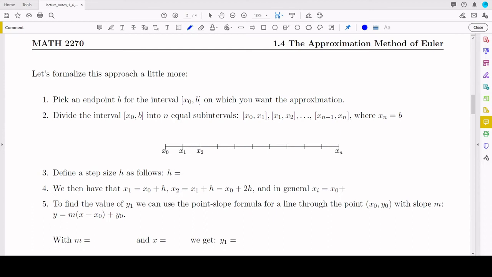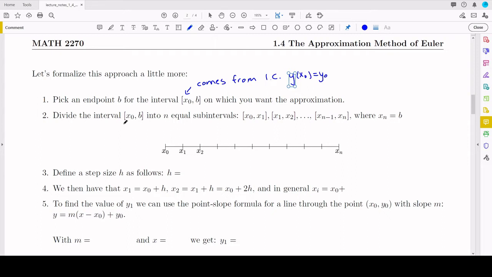Okay, let's formalize this approach a little bit more. So we're going to pick an endpoint b for the interval x0 to b, and remember that this x0 comes from the initial condition, where we had y of x0 equals y0. So that x0 is our initial condition, that's where we start, and then we pick an endpoint b on which we want the approximation of the solution.